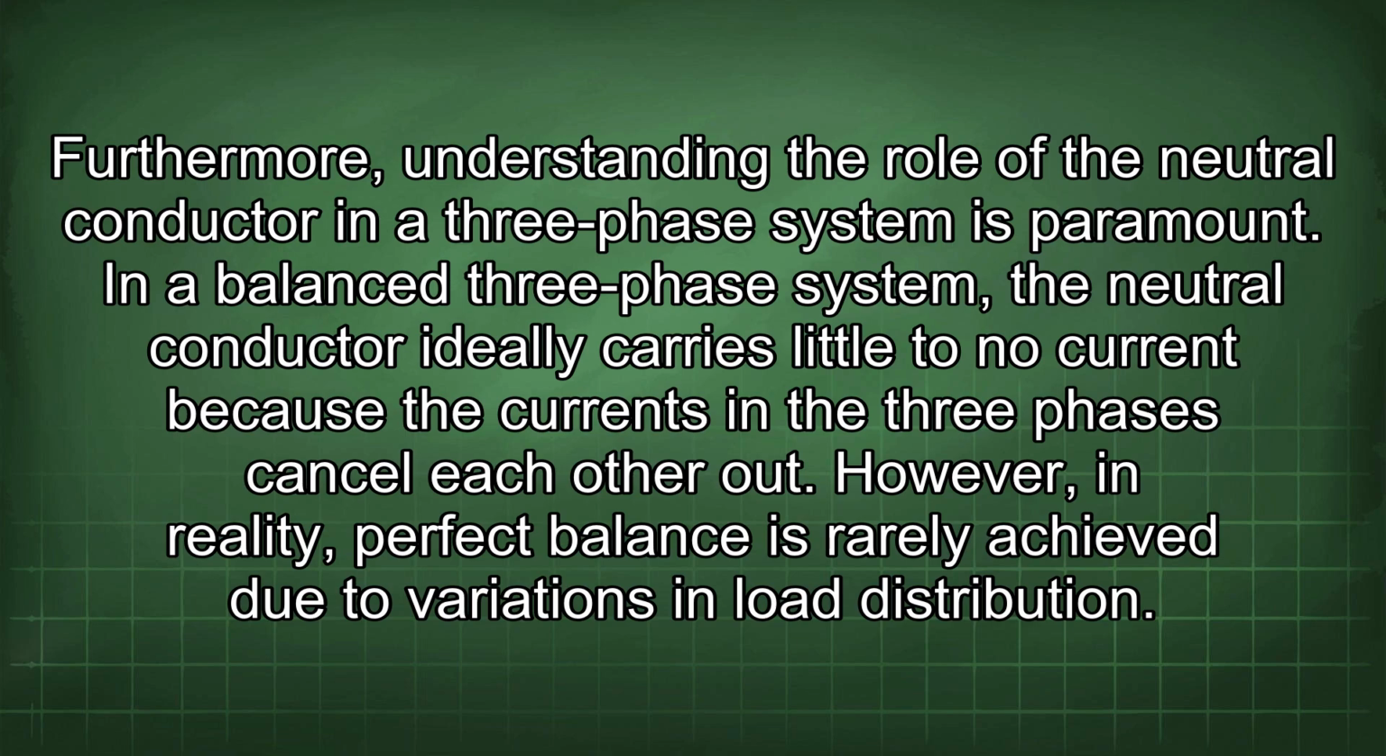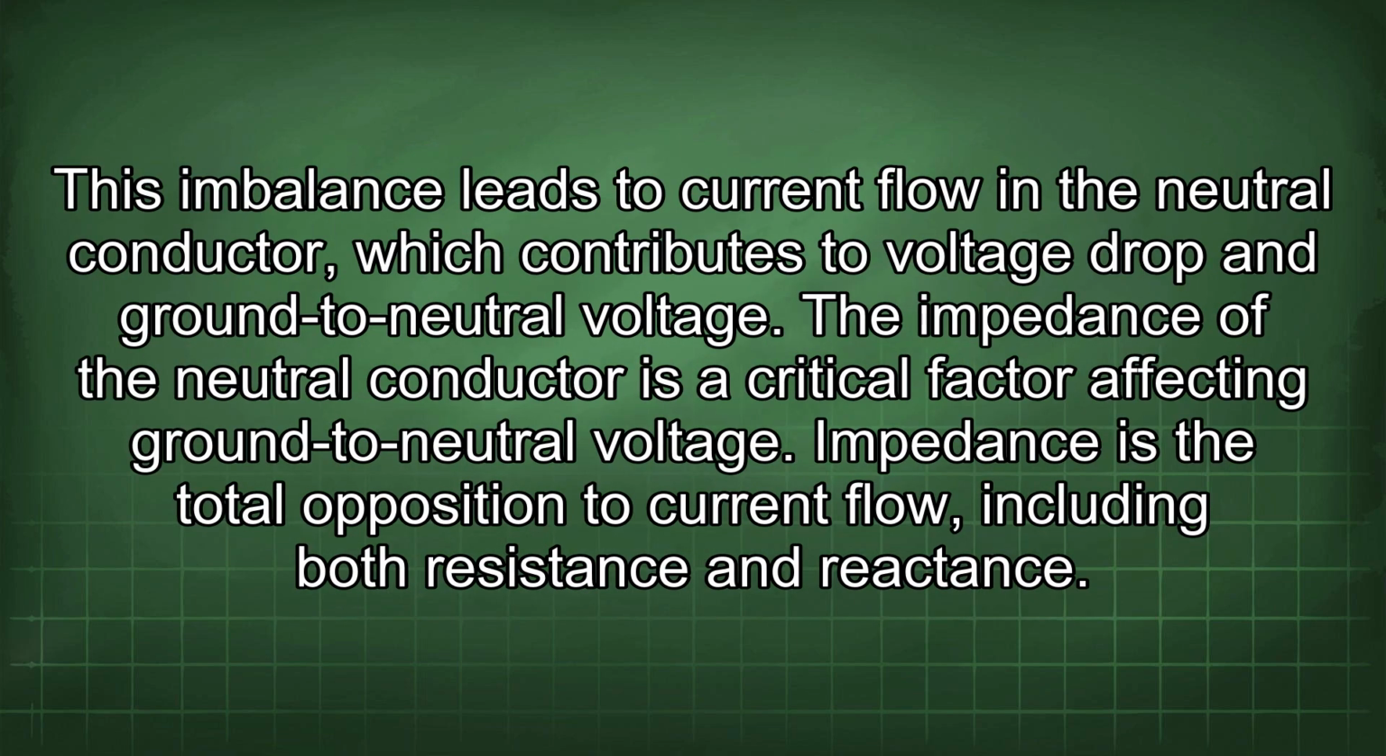However, in reality, perfect balance is rarely achieved due to variations in load distribution. This imbalance leads to current flow in the neutral conductor, which contributes to voltage drop and ground-to-neutral voltage. The impedance of the neutral conductor is a critical factor affecting ground-to-neutral voltage. Impedance is the total opposition to current flow, including both resistance and reactance.